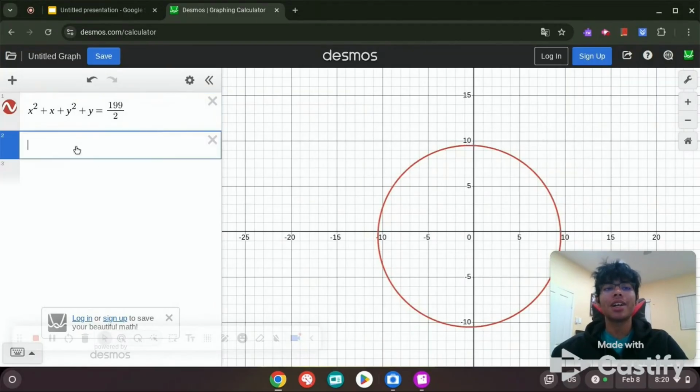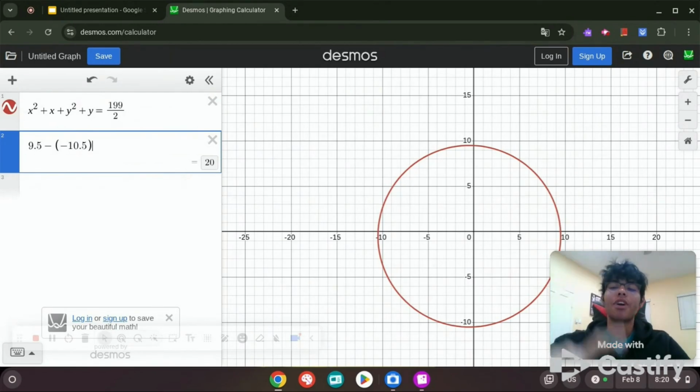Well, I can just do a quick calculation. 9.5 minus negative 10.5, that's 20. The diameter is 20 because those are the two farthest points. So if the diameter is 20, that means the radius is 10. And for me personally, I'd rather just quickly Desmos through everything than do every step by hand myself. So that's the shortcut that I would use for this question.